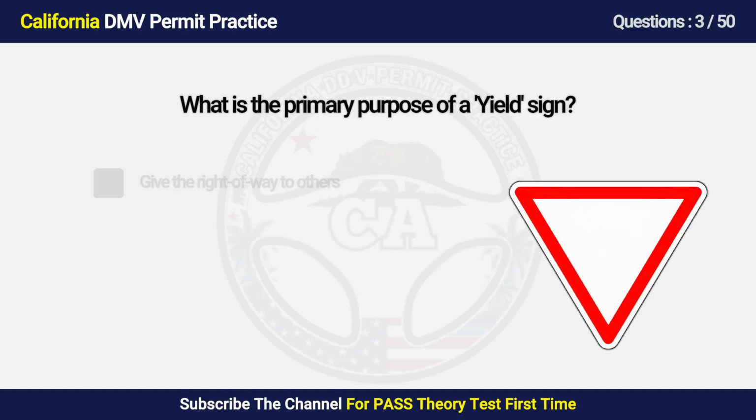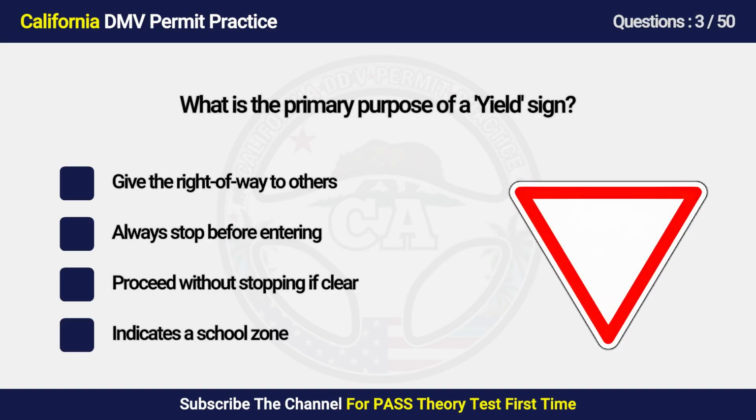Question 3. What is the primary purpose of a yield sign? A. Give the right of way to others. B. Always stop before entering. C. Proceed without stopping if clear. D. A school zone.